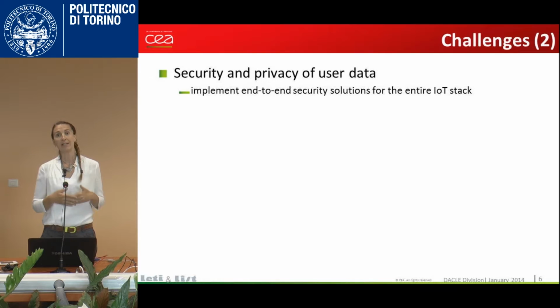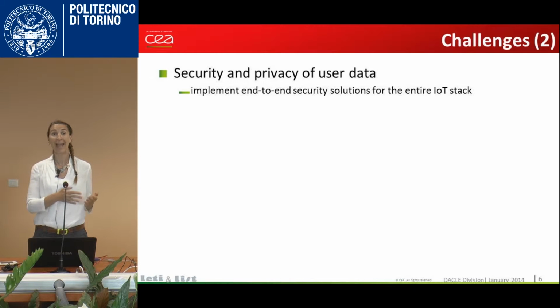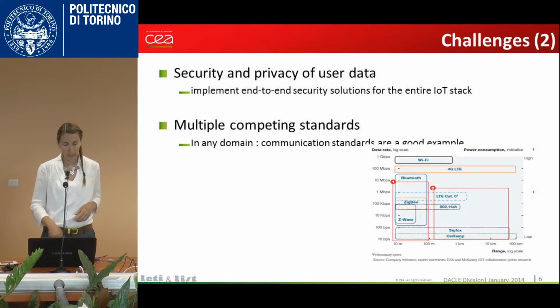Another challenge is security and privacy of user data. If you think to use IoT in the human body or something like this, then you really need to have a high security level, and you need to provide what we call end-to-end security. This is a solution that covers the entire IoT stack, and this is really necessary because you do not want to have your data not protected and distributed in the cloud without any security.